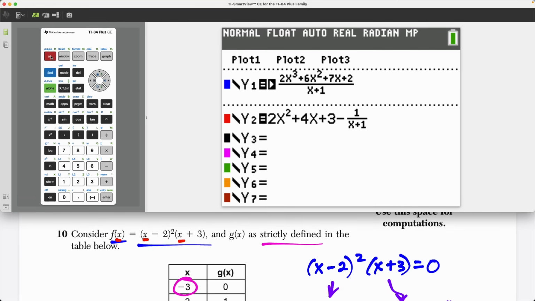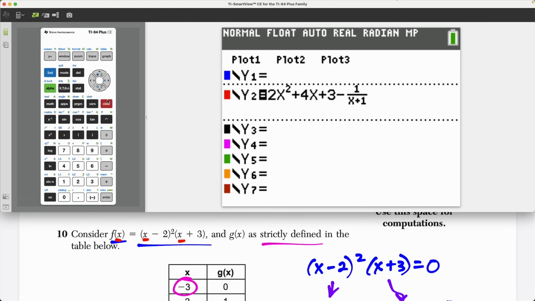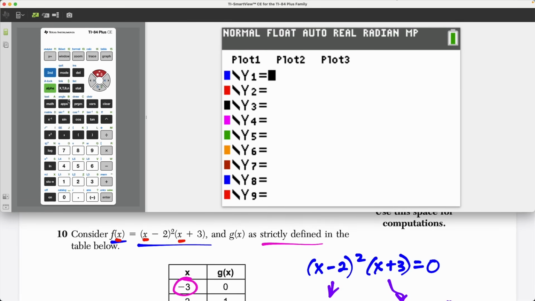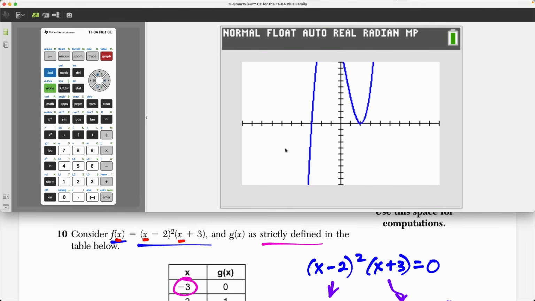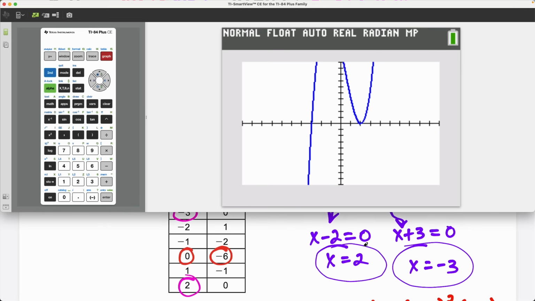Now, one thing I want to point out, if doing all that algebra by hand is too stressful, we could go to the calculator and type in f of x. So we have parentheses x minus 2, and this is being squared, and then times x plus 3. And if I press graph here, and we look at what's going on, see how we have an x-intercept at x equals negative 3 and positive 2. So if finding the x-intercepts was too stressful, we could, once again, just look at the graph and see where the graph touches the x-axis.